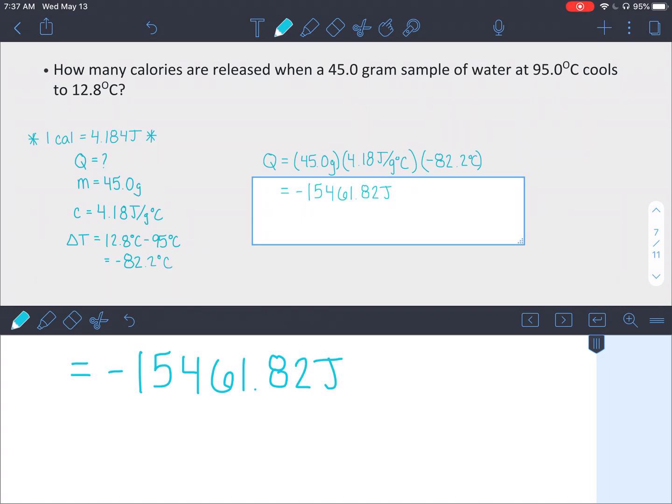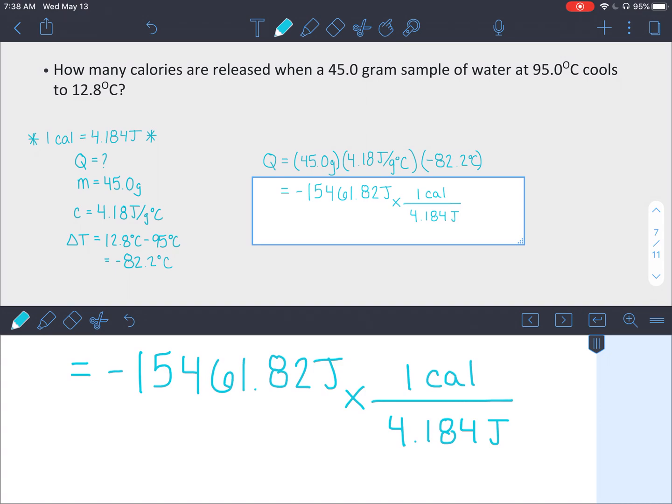And also notice that I didn't round my final answer yet to the correct sig figs. And whenever you guys are performing calculations where you need to continue your calculation, like we're doing right now by converting joules into calories, wait to round your final answer until you have finished all of your calculations.